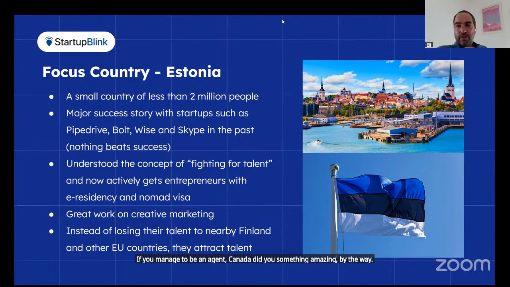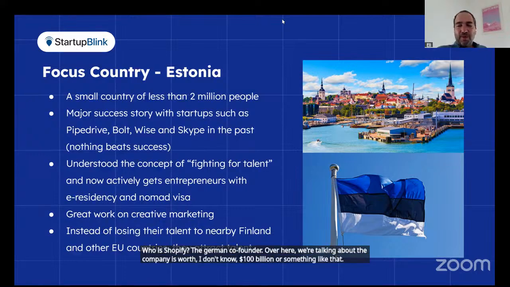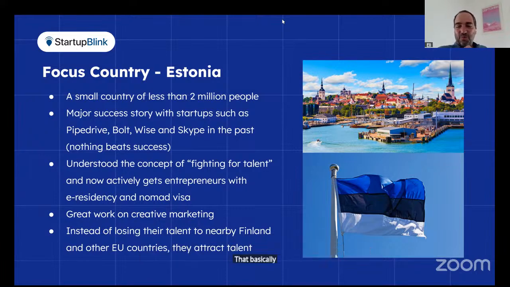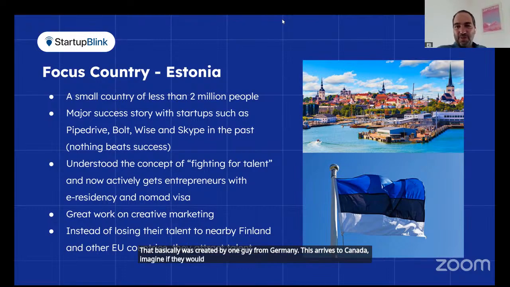The most important world-class startup in Canada is, of course, Shopify. Who is Shopify? A German co-founder. So over here, we're talking about a company worth, I don't know, $100 billion or something like that, that was created by one guy from Germany who arrived in Canada. Imagine if he would have stayed in Germany.